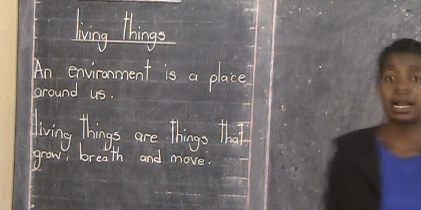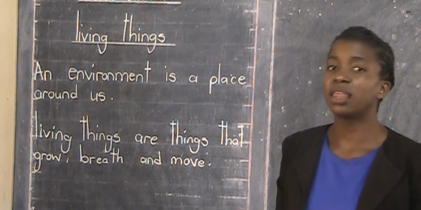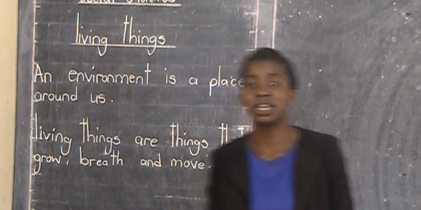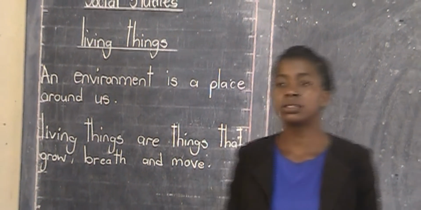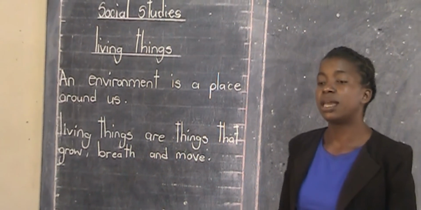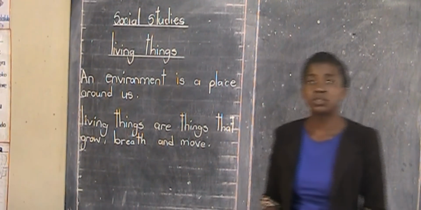Very good. A duck. So our friend has said a duck. A duck is a living thing. What else? Apart from a duck, what else? Yes? Plants. Plants are also living things.